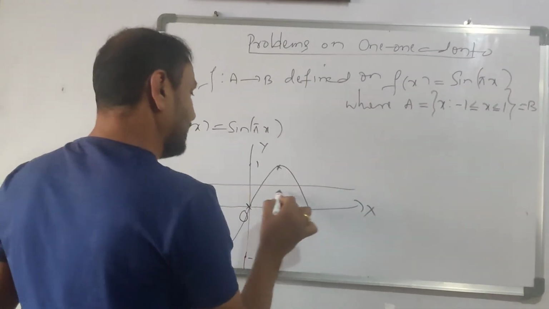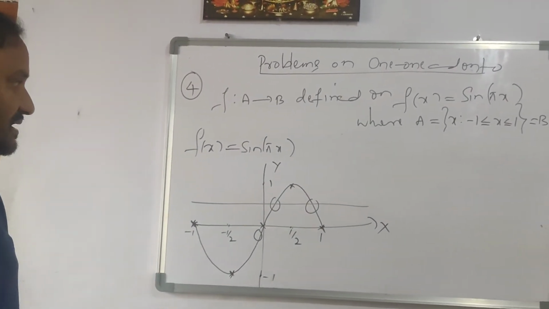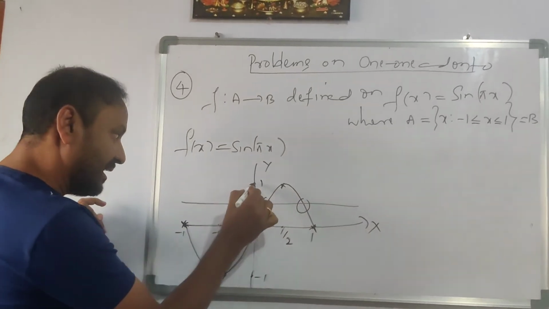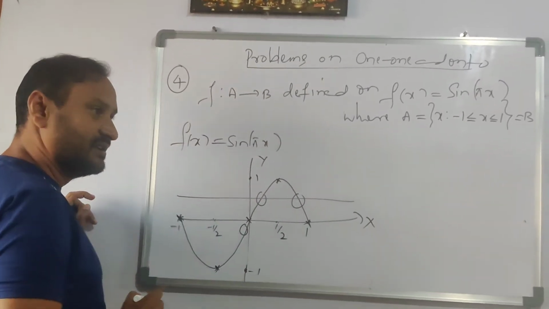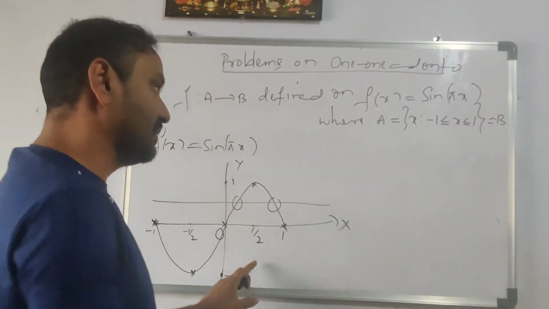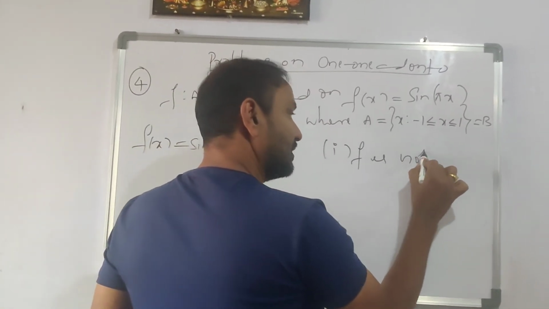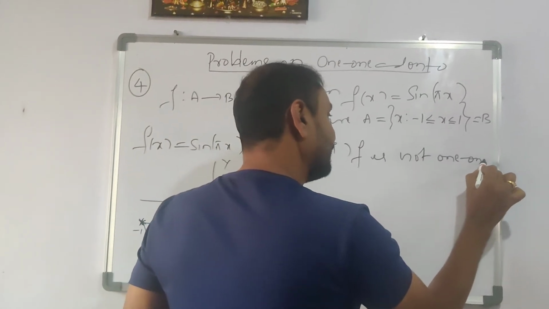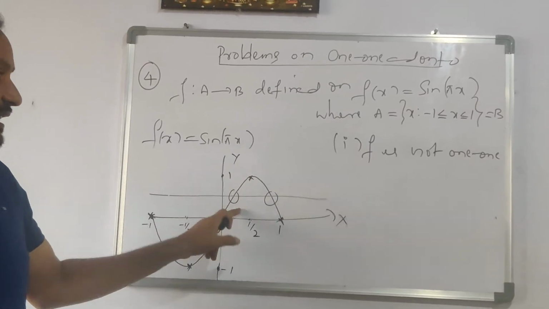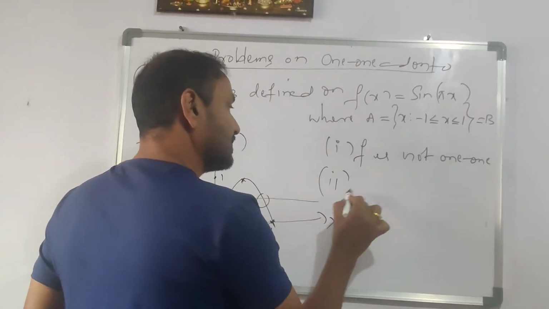Take any line parallel to the x-axis. Clearly the line intersects the graph at more than one point. So that's why it is not a 1-1 function. And also you observe the range. Maximum value is 1, minimum value is minus 1. So the range is minus 1 to plus 1. It is equal to the codomain. So that's why it is onto. So here write: number 1, f is not 1-1, because the line parallel to the x-axis intersects the graph at 2 points. So it is not 1-1.